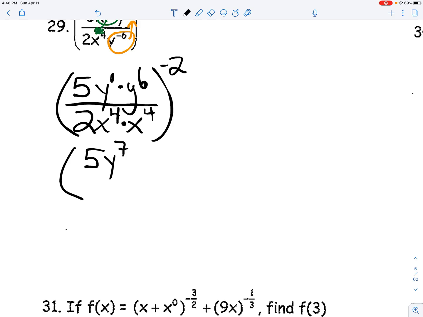And that will be 5. Y times y to the 6 will be 5y to the 7th over 2x to the 4th. X to the 4th will get you 2x to the 8th power. Keep the base, add the exponents. And that's raised to the power of -2.